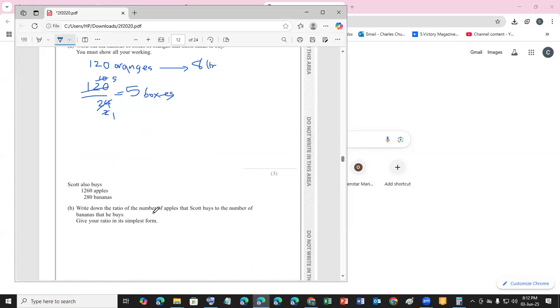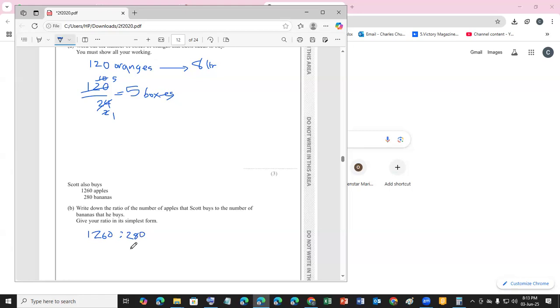Okay. Scott also buys 1,260 apples, 280 bananas. Write down the ratio of the number of apples that Scott buys to the number of bananas that he buys. Okay, that's simple, right? All you need to do is to say number of apples, 1,260, the ratio to 280. I think this is more of division kind of things.